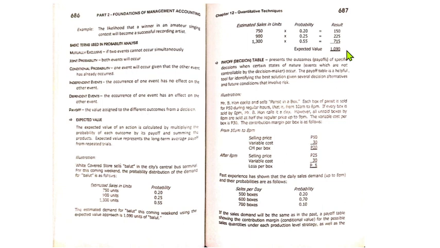So we look at the payoff table. It presents the outcomes or payoffs of specific decisions when certain states of nature or events which are not controllable by the decision maker occur. The payoff table is a helpful tool for identifying the best solution given several decision alternatives and future conditions that involve risk. Okay? So, ano ang analysis natin dito sa 1,090 na na-compute natin? Ang analysis lang natin dito ay being ikaw si white covered store, na-analyze mo na ang magiging value nung pagbebenta mo ng balut will be 1,090. Okay?